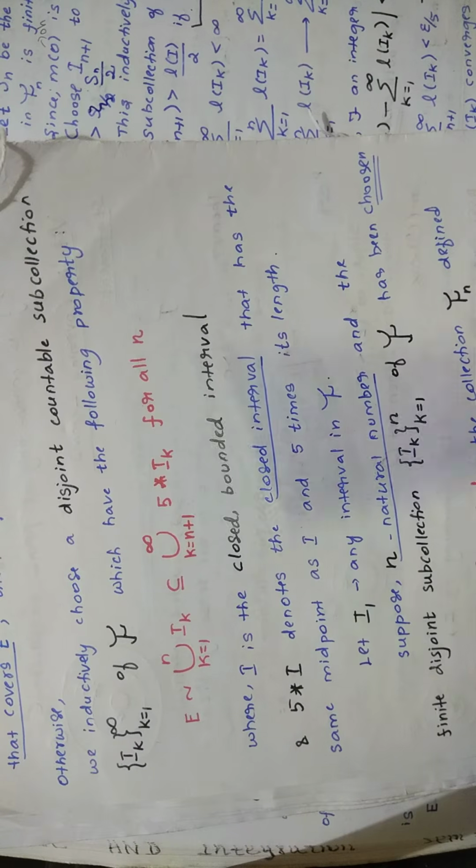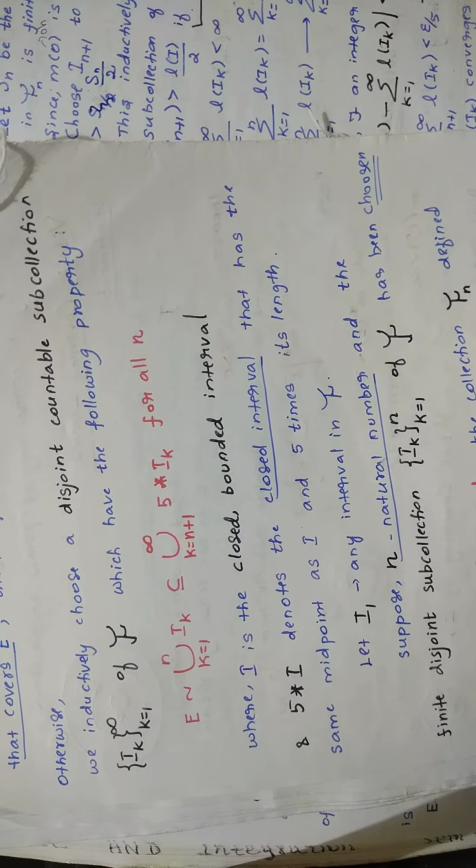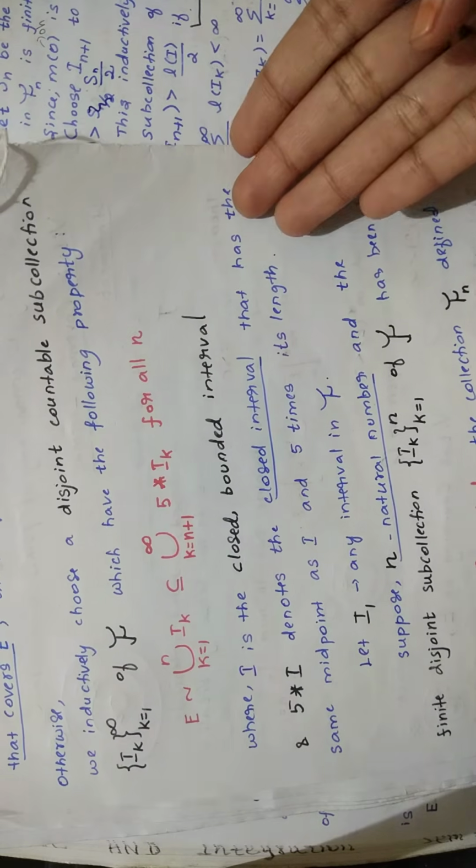Imagine you have I and you have 5 star I. In both 5 star I and I, you will have the same midpoint. But for 5 star I, the length of the interval is 5 times its length. The length will be different, 5 times its length. That is what they are writing. But the midpoint of 5 star I and I will be equal. Is that clear?